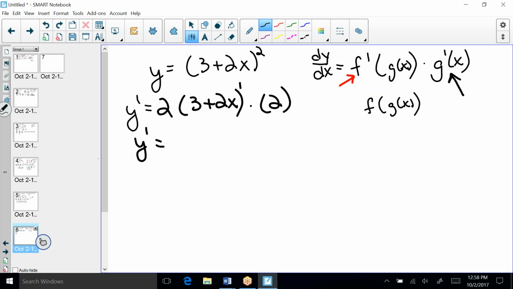And then let's simplify this. We can multiply the 2 times the 2, and that's going to be 4 times (3 + 2x). And then we can leave our answer like that. So same answer that we got before.